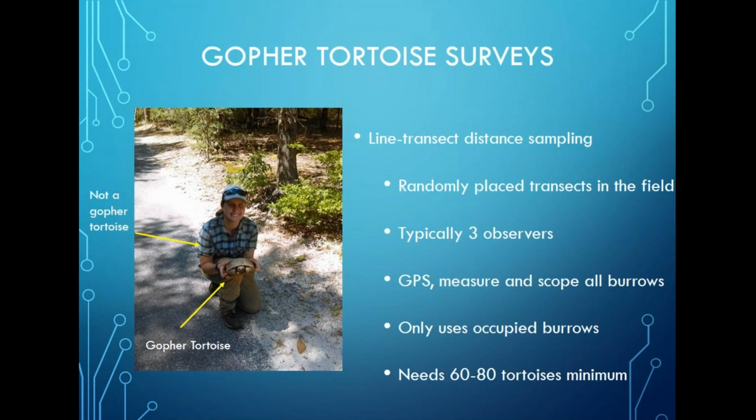So when you find a burrow, you GPS its location, you measure how large it is, you record some various characteristics about it, and then you might want to scope it for occupancy depending on if you're interested in the burrows or the tortoises. And typically the DNR, when they use this data, and I think most people who are doing this analysis, they only use occupied burrows. So this requires that you actually find a large number of tortoises in order to get a good idea of the data that's going on. And you need about 60 to 80 tortoises minimum, which is actually quite a lot if you're surveying a very small portion of land or you're surveying a very low density tortoise population.